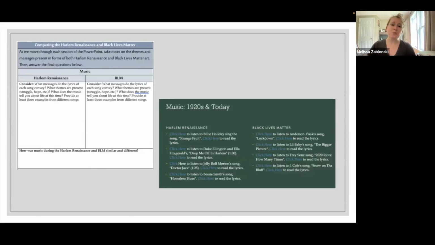Students in this activity have a graphic organizer on the left, and they also have access to slides that I put together where they have sections for music, poetry, and art. They look at examples from the Harlem Renaissance in each of those areas. They look at examples from Black Lives Matter in each of those areas. And then they compare the themes and the messages between the two movements.